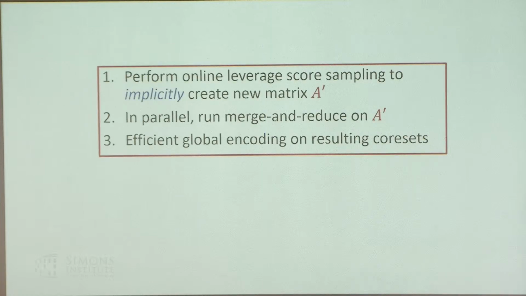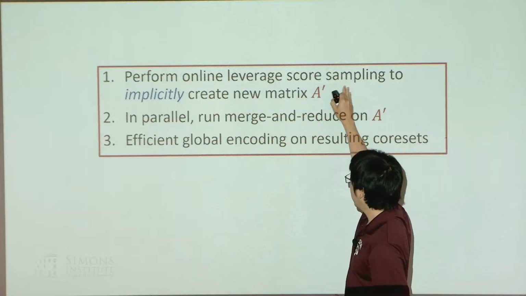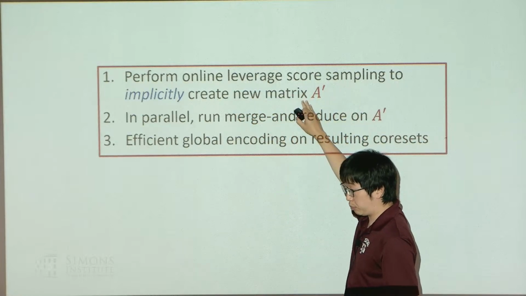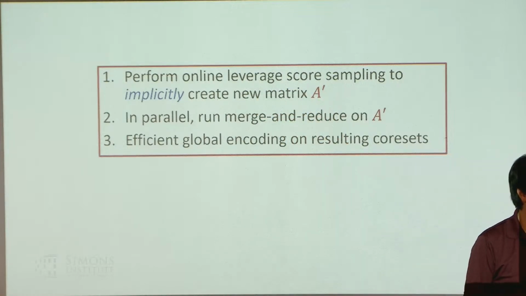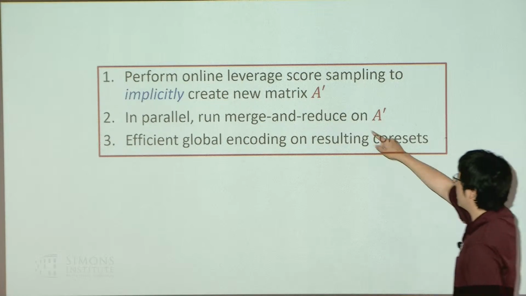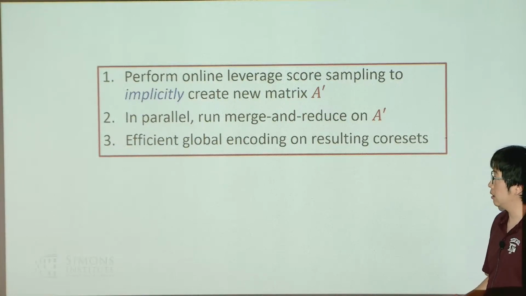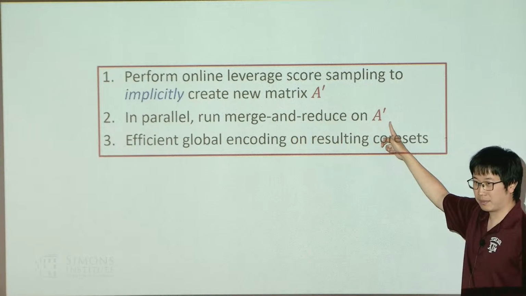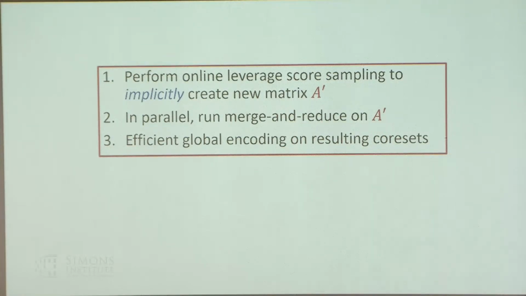All right, so this is basically the framework we talked about before. We had importances for each point, and we're going to replace the importances for each point with the importances of each row. So the analog of sensitivity sampling for points for clustering is leverage scores for matrices. So we're going to sample each row by its online leverage score. This will create a new matrix A prime that has a much smaller number of rows compared to the original matrix. Again, we run merge and reduce on A prime. And then we use some kind of efficient global encoding on the core sets from merge and reduce.